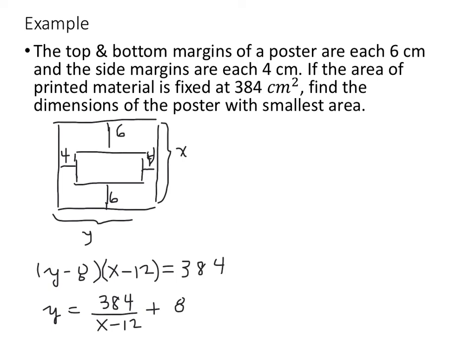Now, remember that we are to find the dimensions of the overall poster with the smallest area. So the area of the overall poster, including the area that's not printed, is just x times y, just like it was in our first example. But now we again realize that we have this equation and we've got too many variables. But remember, we already solved for y in terms of x. So the area A is x times 384 over x minus 12 plus 8.